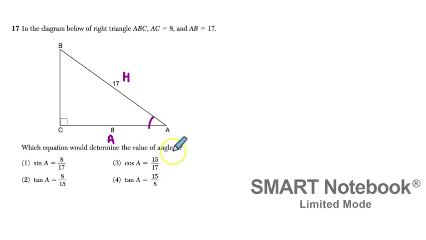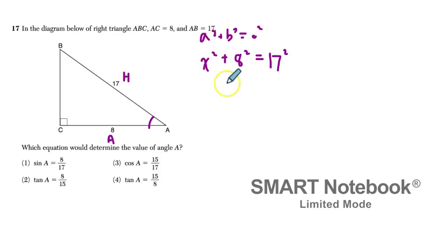So I notice that this is a right triangle. I notice that I have 2 sides of the right triangle, so I can find the third side by using the Pythagorean theorem. A squared plus b squared is equal to c squared. So we're going to look for A. We know that b is 8, and c, our hypotenuse, is 17. We have x squared plus 64 equals 17 squared, which is 289. To solve, I'm going to subtract 64 from both sides.